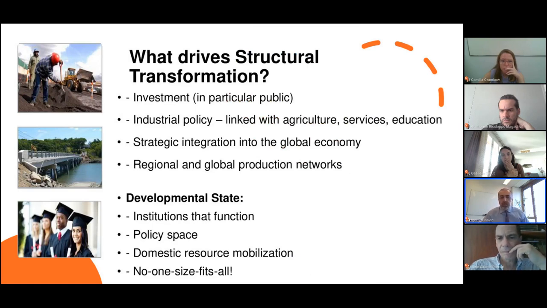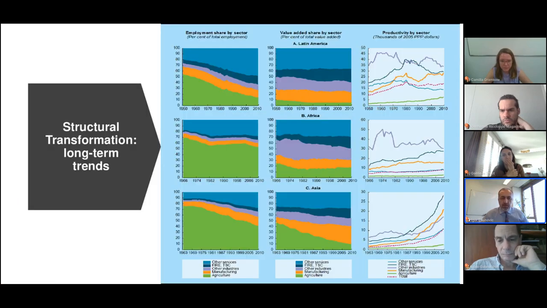Investment, in particular public investment, is very important for structural transformation. Industrial policy, we already heard. Strategic integration into the global economy, regional and global production networks. Also, as we know from the East Asian development experience, the developmental state is very important for achieving structural transformation.